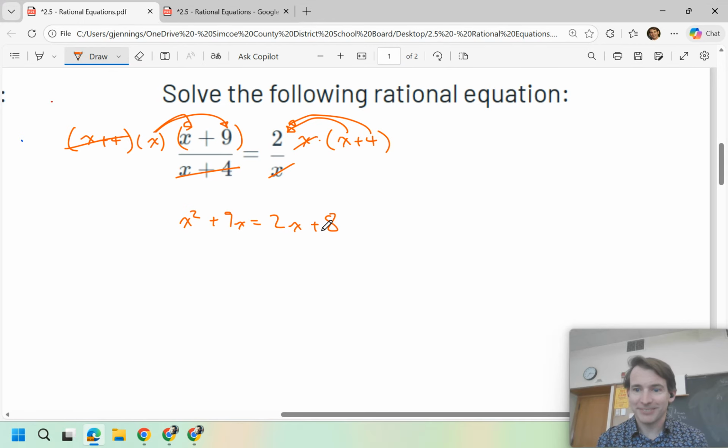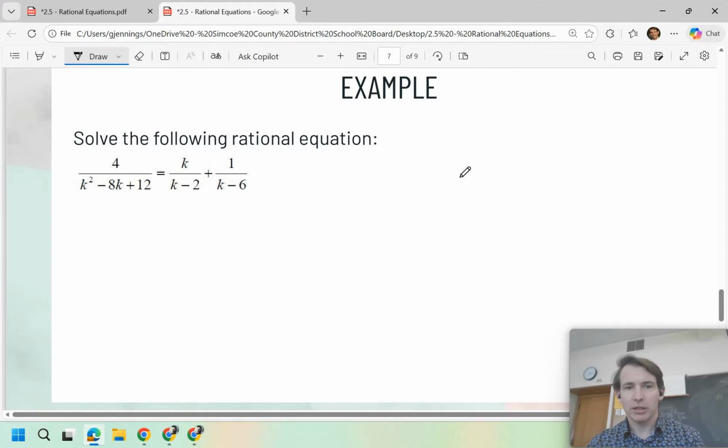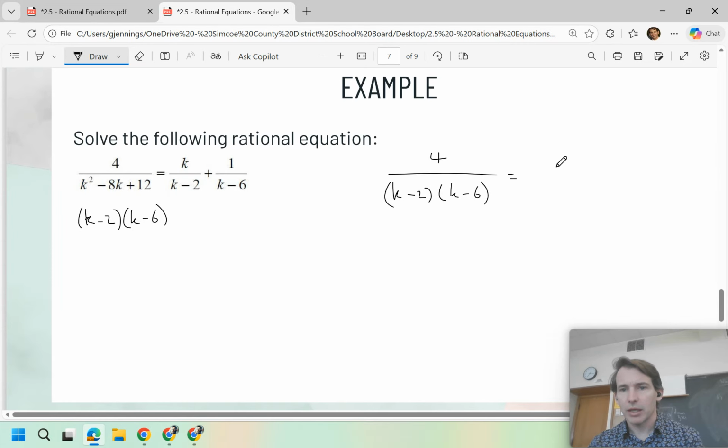Last problem. Let's keep going. More examples. All right, this one is good. Can't wait to rewrite this one so that I have space. 4 over k squared minus 8k plus 12. I have this funny feeling that that's the same thing as k minus 2 times k minus 6. Okay, so I'm going to write it that way. K minus 2 times k minus 6 equals k over k minus 2 plus 1 over k minus 6.